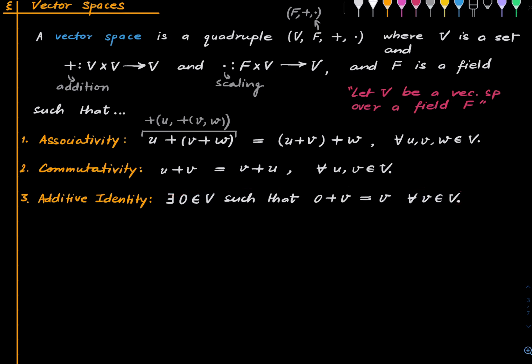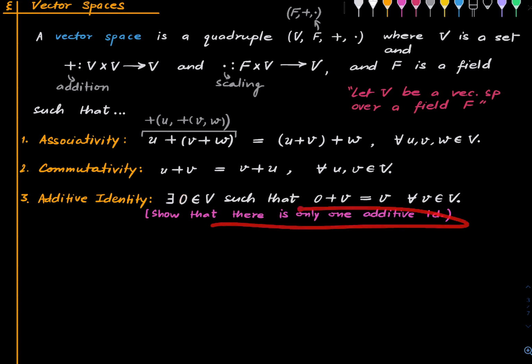Okay. And just like we saw that this was unique in the case of fields, this is unique even for vector spaces. So I will leave this as an exercise. Show that there is only one additive identity. Same proof as in the case of fields. So this thing is called an additive identity, or the additive identity, once you do this exercise. Okay, additive inverse.